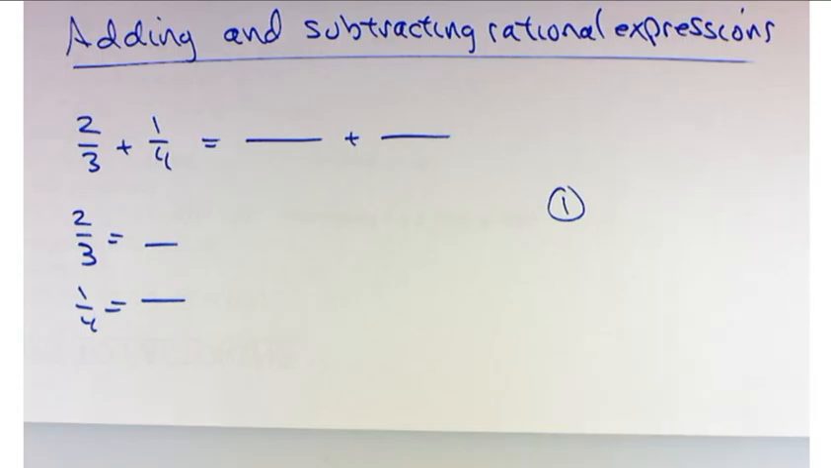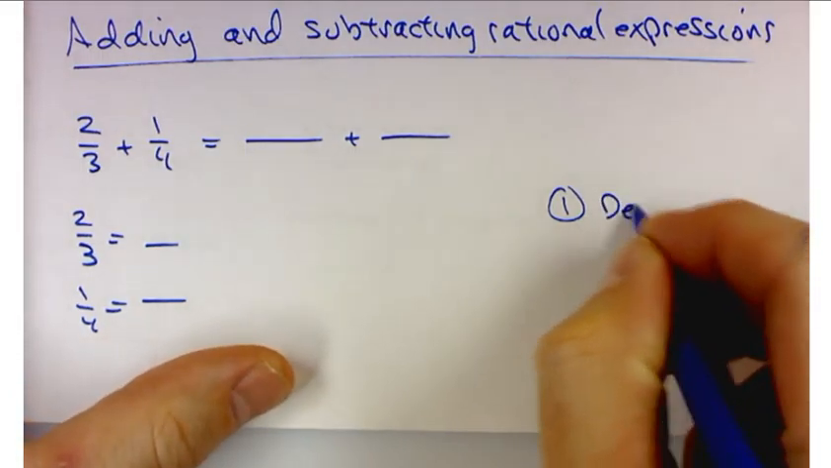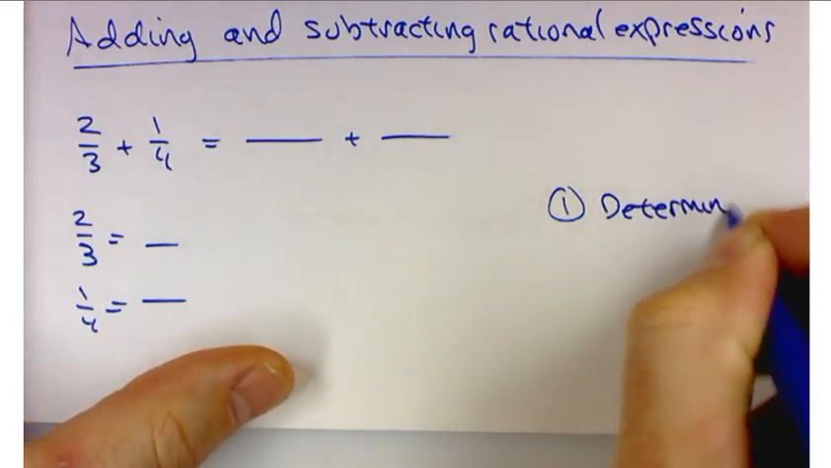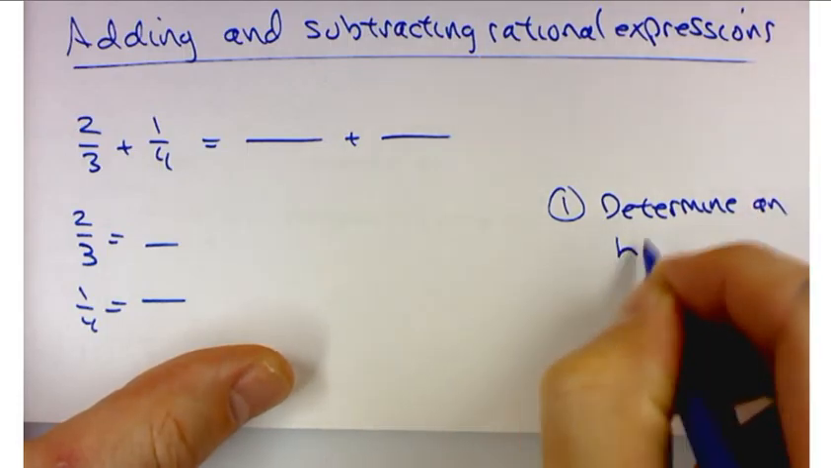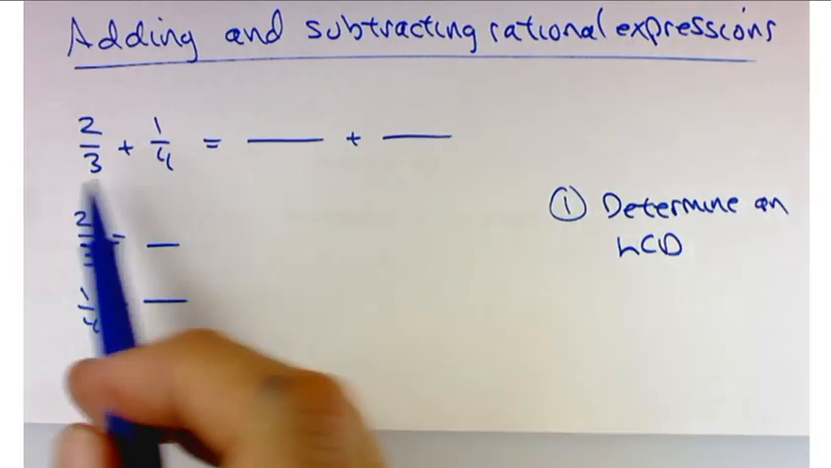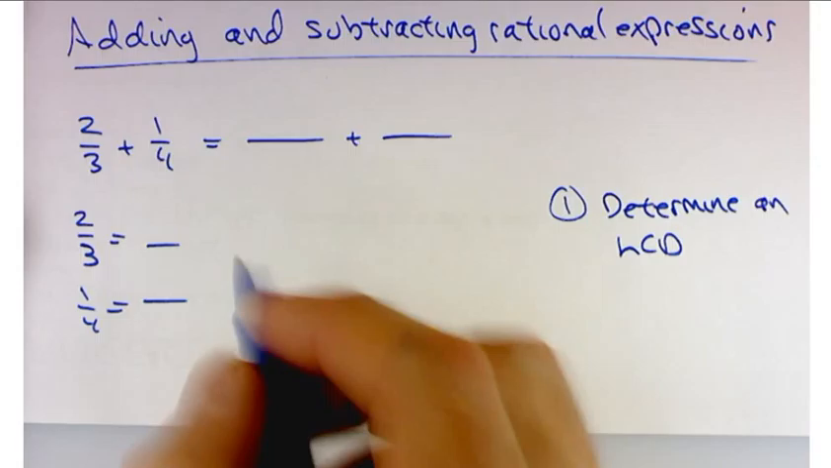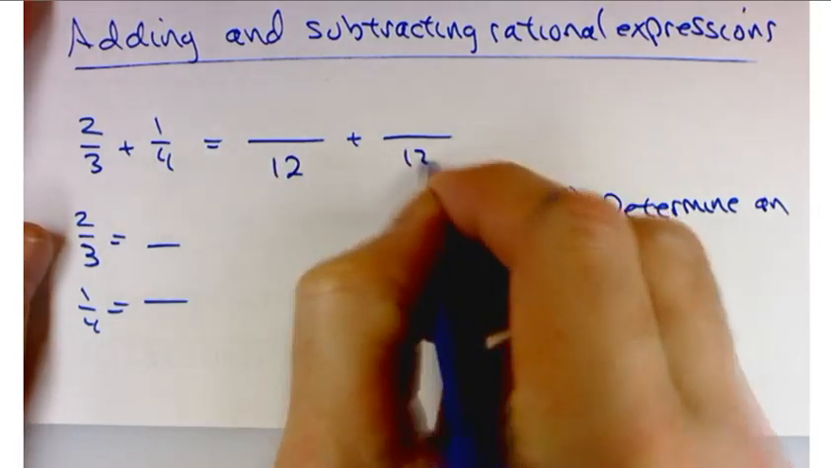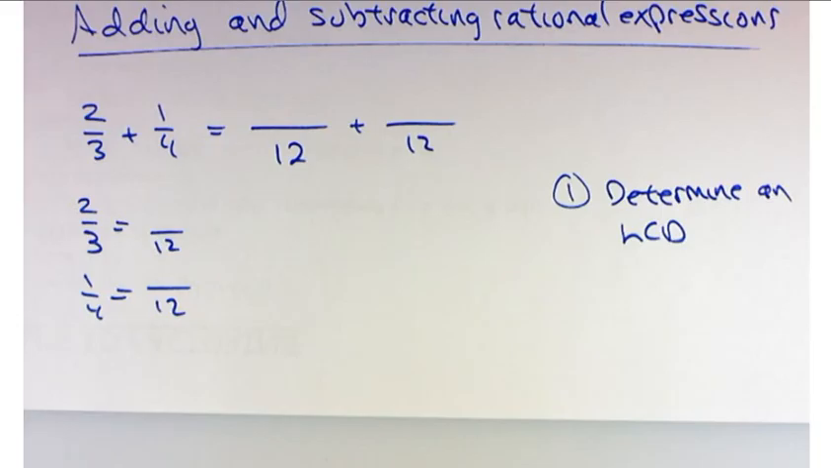Common denominator. So the first thing we need to do is determine a common denominator, an LCD, least common denominator. Between 3 and 4, what's the LCD? 12. So our common denominator is going to be 12. I want to write each of these as something over 12.